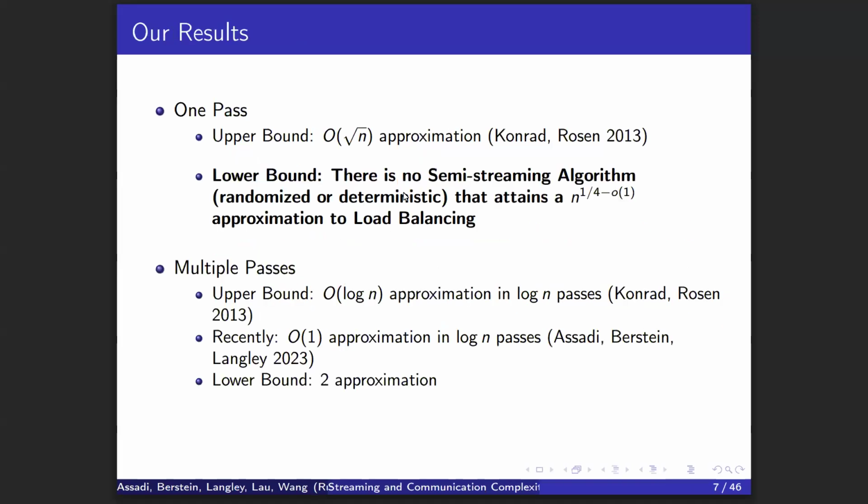Our first main result in this paper is a lower bound for the streaming complexity of this problem, which says that there is no semi-streaming algorithm, randomized or deterministic, which can attain an n to the 1/4 minus little o of 1 approximation to the load balancing problem. And this is for the one-pass setting. We can see that this n to the 1/4 greatly reduces the gap between the upper and lower bound.